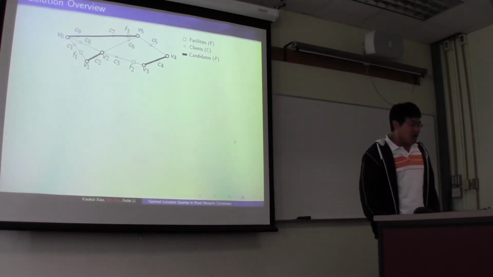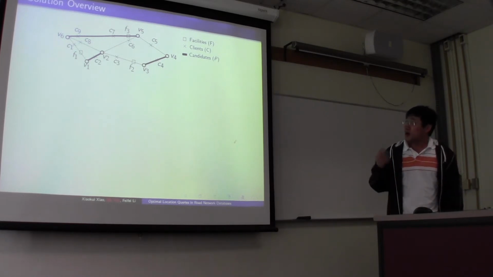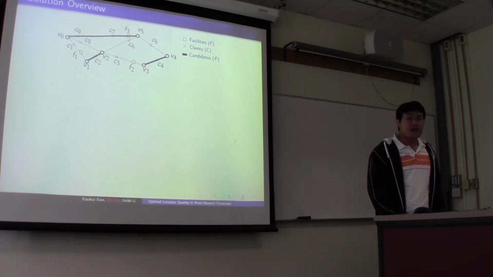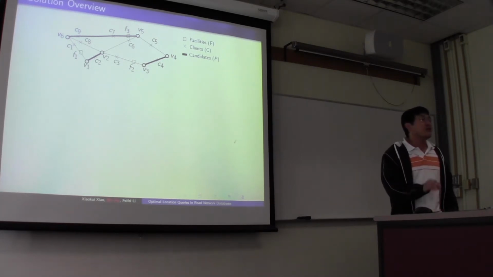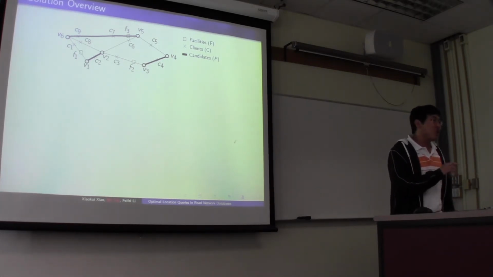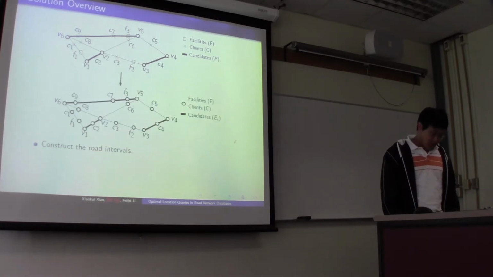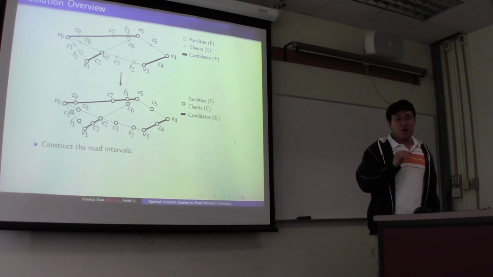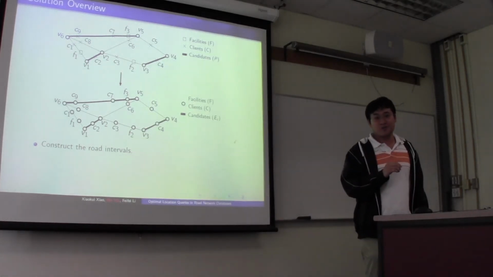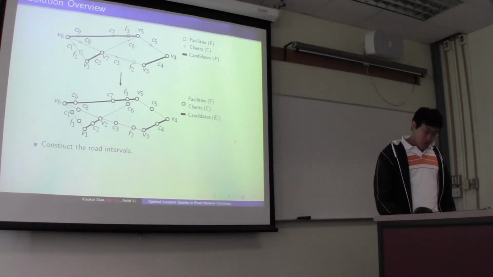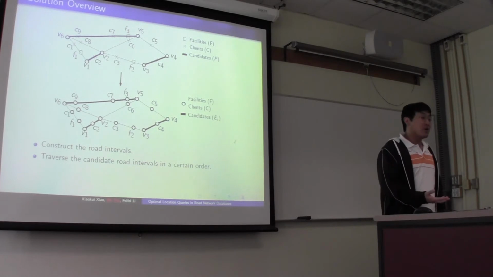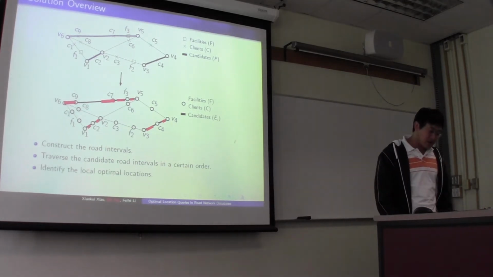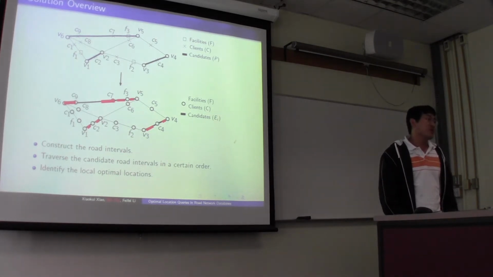We propose a unified framework for all these 3 variants. In a nutshell, our solution works as follows. First, we divide the edges into smaller intervals, such that all the facilities and the clients fall on the endpoints of the intervals. Then we traverse the intervals in a certain order. For each interval, we identify the local optimal locations.